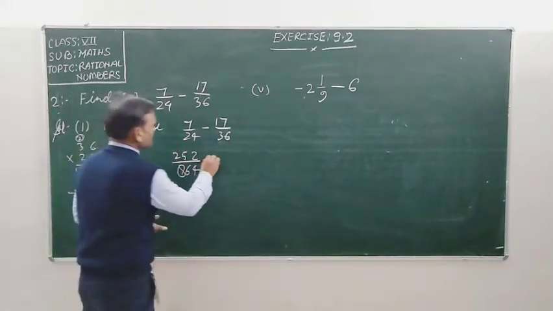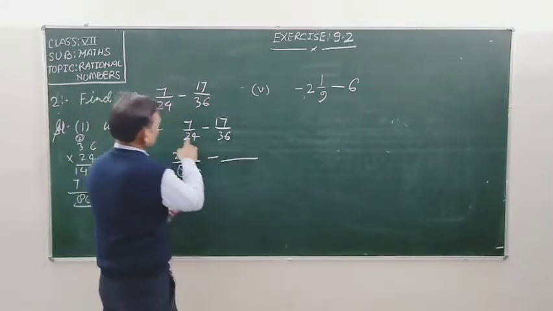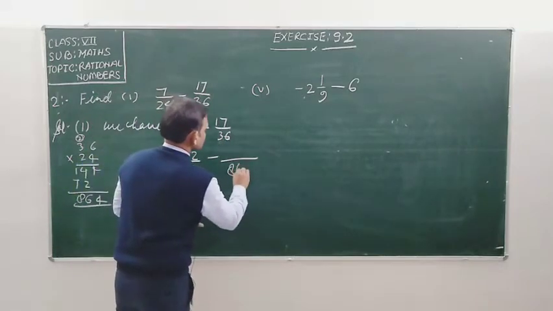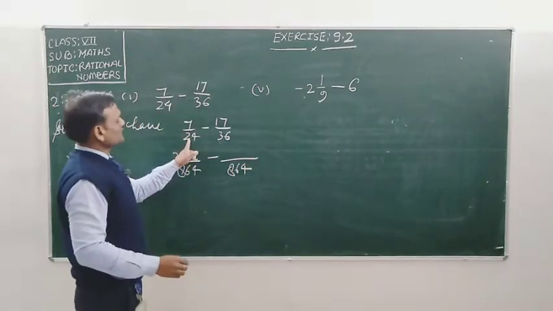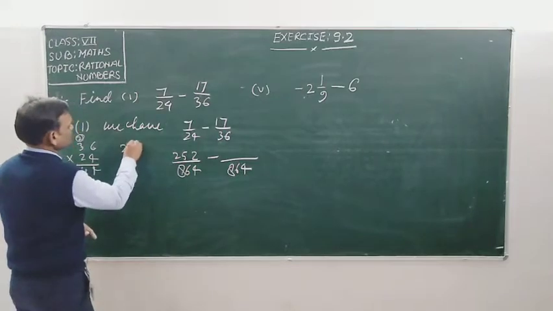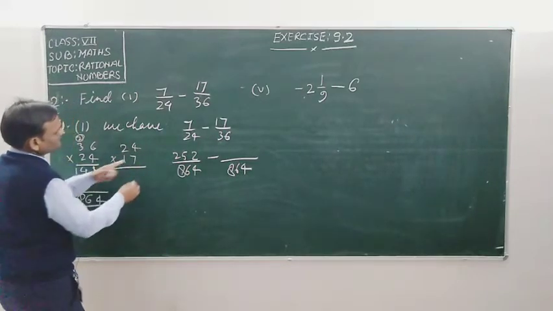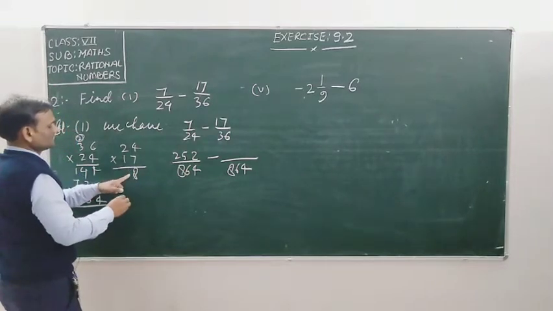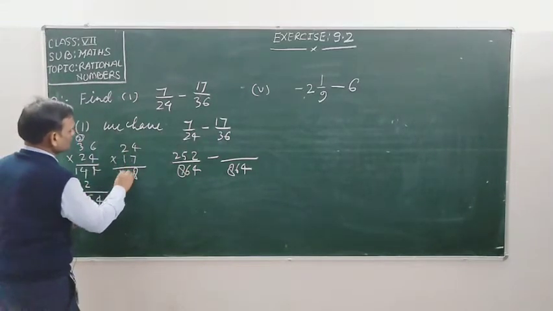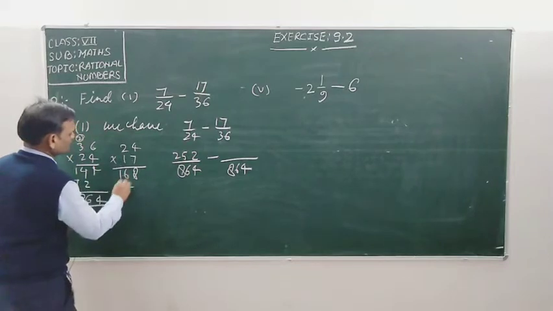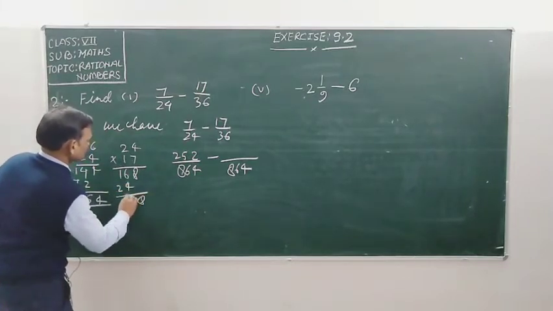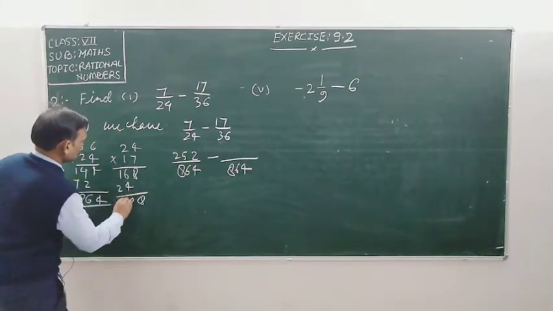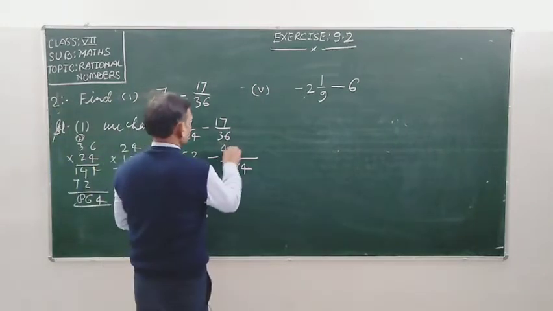864 minus... 24 into 36, 864, and multiply 24 into 17. Look here, student, 24 into 17: 7 4s are 28, 2 is carry, 7 2s are 14 and 2 is 16, 1 4 is 4, 1 2 is 2, 8, 6 4 is 10, 2 1 is 3 and 1 is 4, 408.